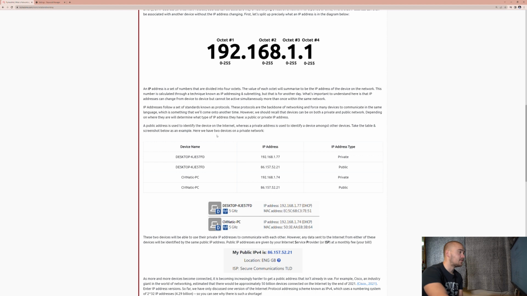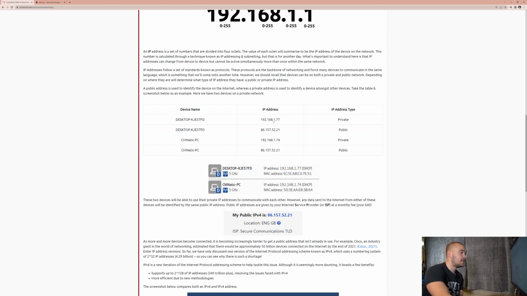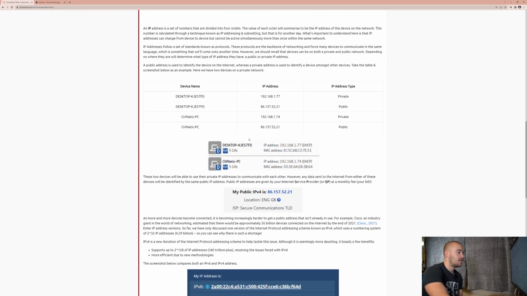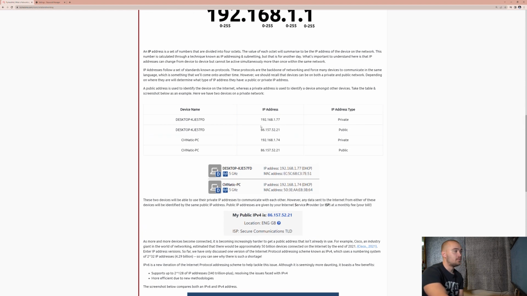Take the table and screenshot below as an example. Here we have two devices on a private network. So right here, you have this desktop and this PC, and notice that they both have different addresses. And then when it comes to their public address, it's exactly the same. Now, this is something known as network address translation. There's a limited number of IP addresses that we have for the entire world, so we're not able to just consistently share the exact same addresses that we use inside our private networks at home with the whole entire world.